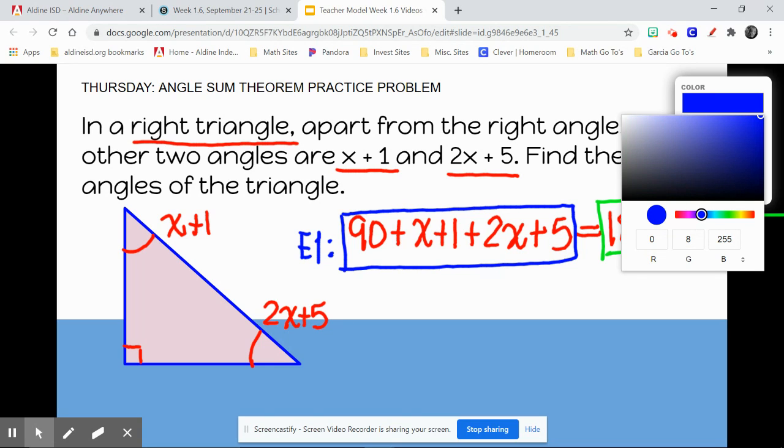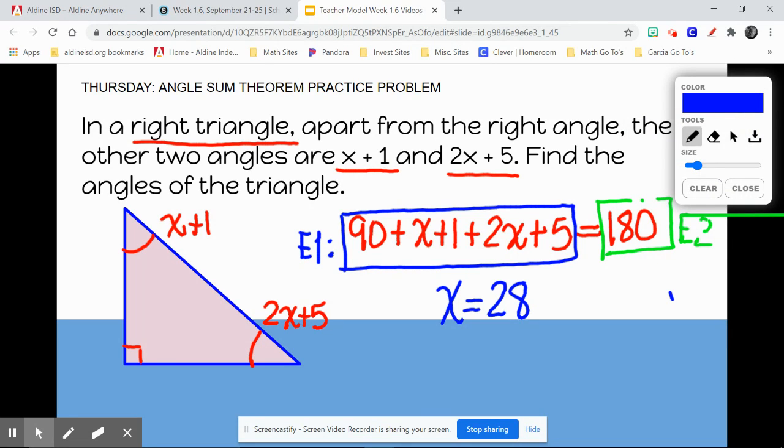When you solve for x, you should get x is equal to 28. Now, we have not answered the question because my question says find the angles of the triangle. I only solved for x. So now I need to substitute the value of x back into my expressions. So here I would have 28 plus 1, so that gives me 29.